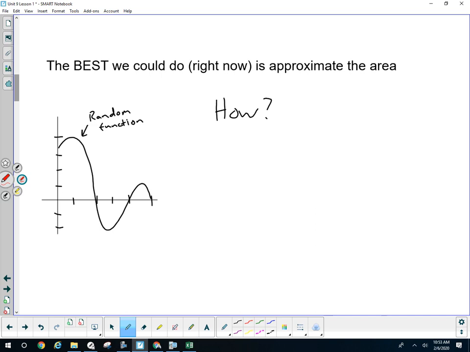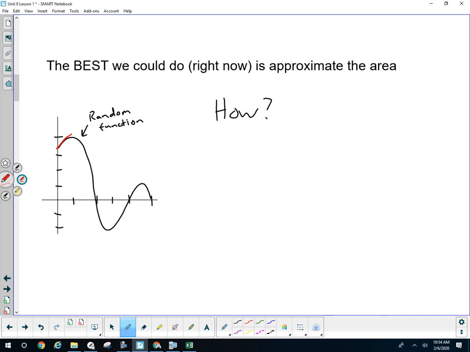Now think about it for a second. Here's a random function. Could you give me a numerical answer for an approximation of the area under this function? Go ahead and talk about it with your neighbors really quick. If you say yes, give me a number. 5? 5 looks good. How do I get 5? You can do it like how you do it in physics, like impulse, where you use a triangle. Yeah, why don't we use shapes?